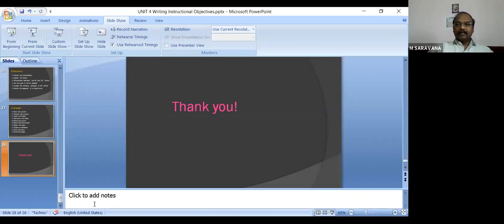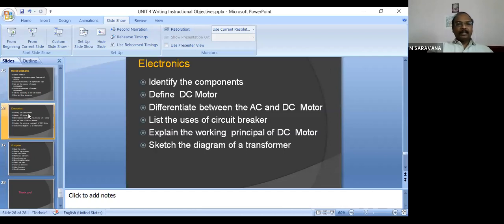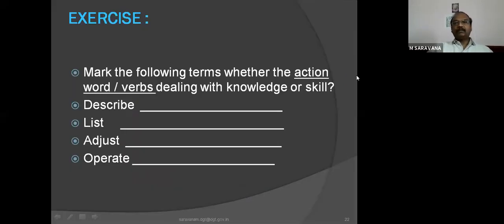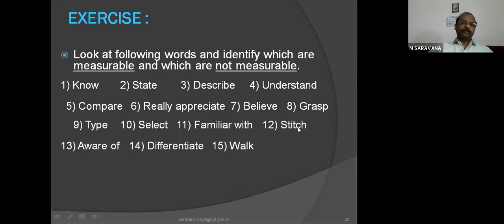And now it is time for asking you about the exercise. So two exercises I have given. So let us see. Now I request the admin, please unmute the mic so that they can answer these two exercises. This is one: which term is related to knowledge, which term is related to skill. The other one is measurable and not measurable verbs.